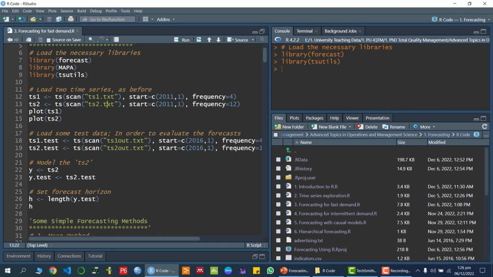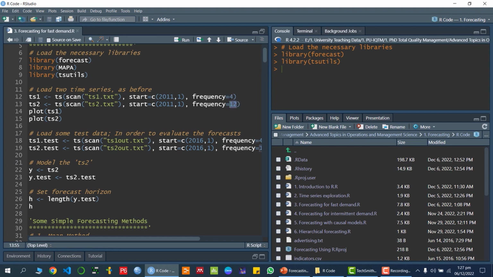Then I'm saying that the start is 2011, 1, which means I'm saying that this is the monthly data. So that's why I'm saying the values of the data set are starting from year 2011. The 1 means that the starting month is January. And the frequency is 12, which is basically indicating the monthly data. If it was quarterly data, we can write down 4. If it is annual data, we can write down frequency equal to 1.